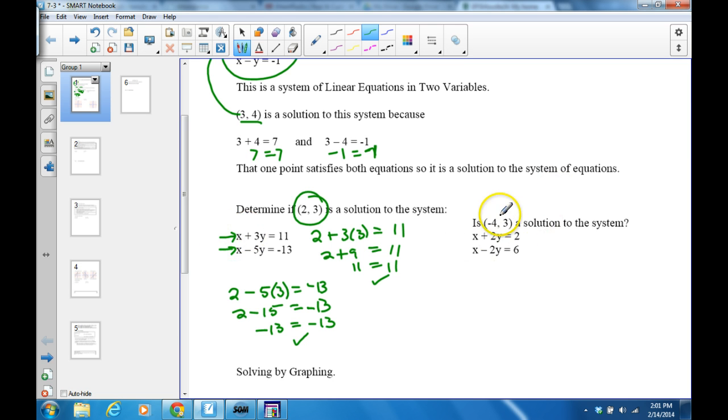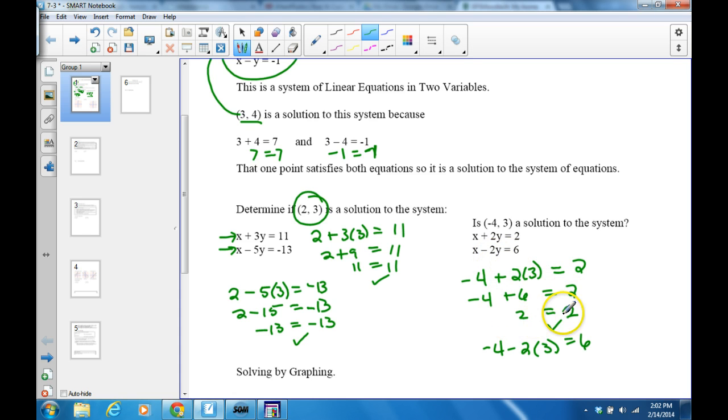Now, we want to do the same thing for this one. I will pause the video here and give you a moment to try it out. Notice that the first equation does come down to 2 equals 2, so it is indeed part of the first equation. But looking at the second equation, look what happens. We have -4 minus 6 equals 6, and then -4 plus a -6 is a -10, and that does not equal a 6. So in this case, this is not a solution to this system of equations.